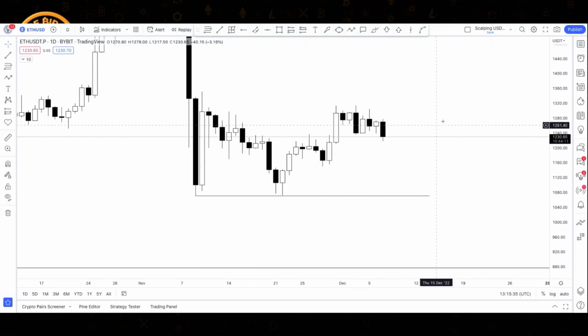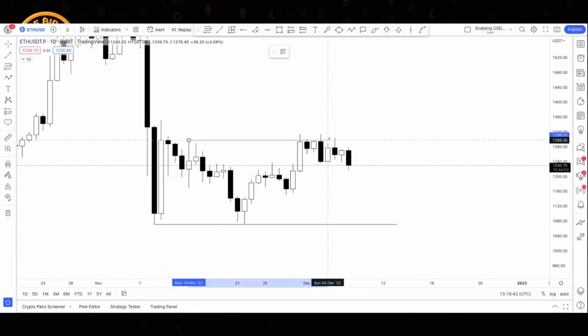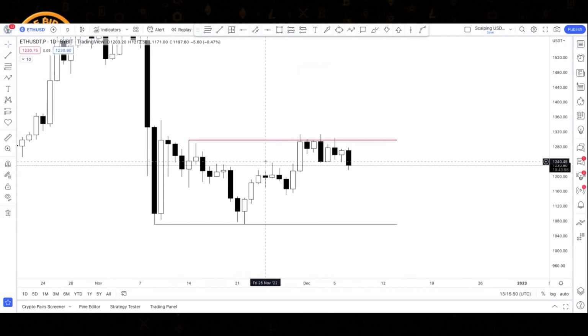We're still obviously in a bullish structure on the daily. So once again, what are we looking for? Where has price failed to close above? Very similar to Bitcoin in this respect. So that's the key level that we want to see reclaimed.